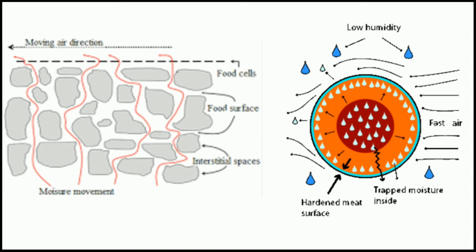So this is known as case hardening, and in this situation, the surface will dry up and become hard, but the inner core will still have the moisture, and it will allow mold growth because the inner portion still has the moisture. So this is the problem. Case hardening is the problem during improper drying of food.